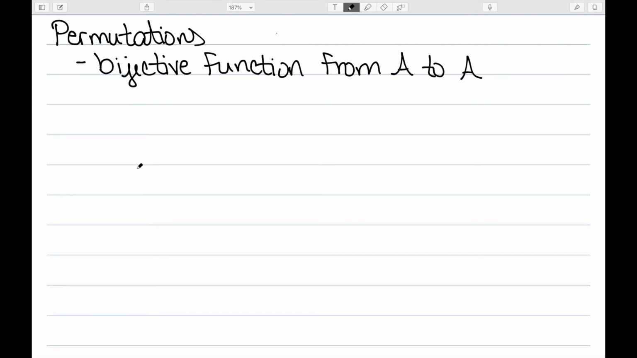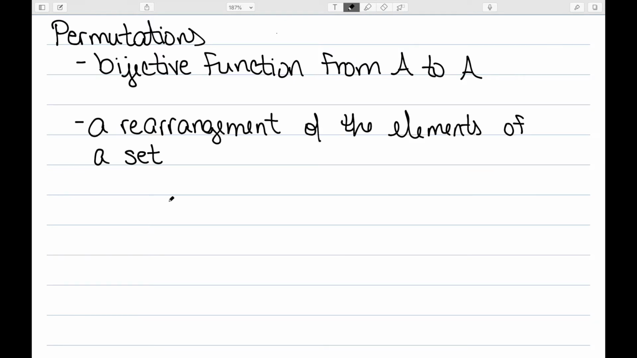In this video, I want to define a permutation. Permutations of a set A are bijective functions from A to A. Another way to think of permutations is a rearrangement of the elements of a set. As an example, let's consider a set 1, 2, 3, 4, 5.